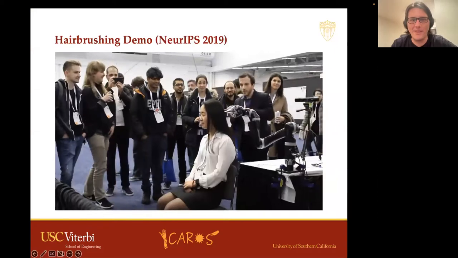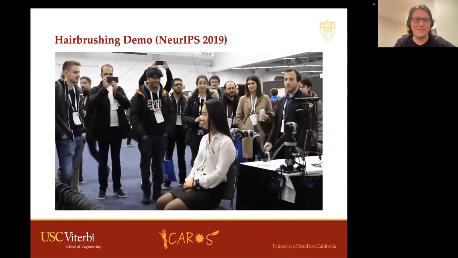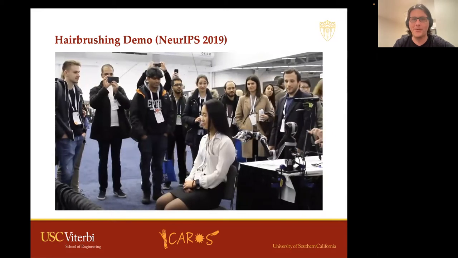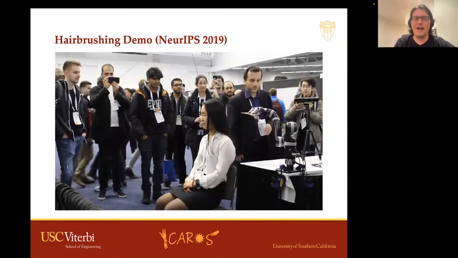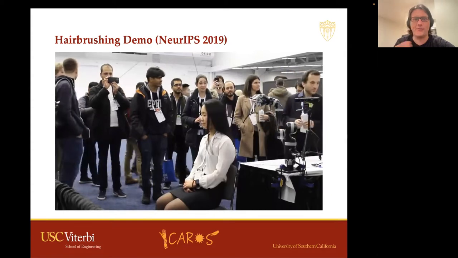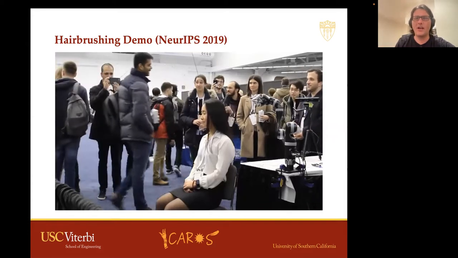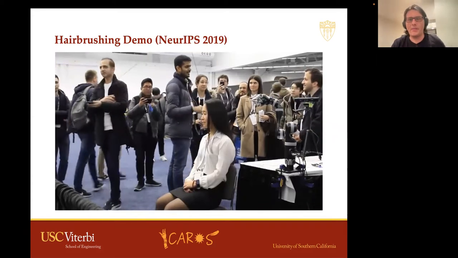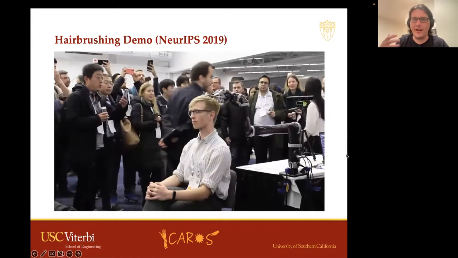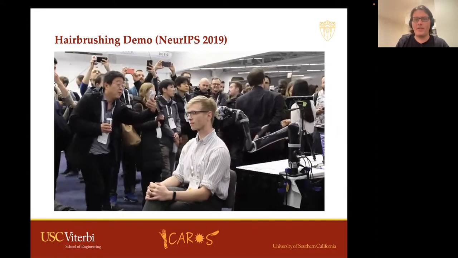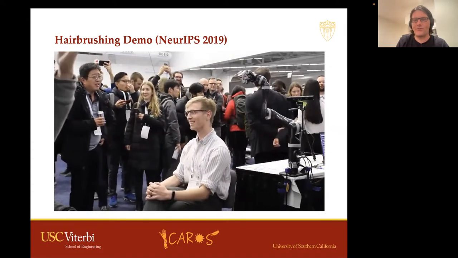But before we get into scenario generation, I wanted to talk a little bit about what our lab does. So back when NeurIPS was in person in 2019, we had a hairbrushing demo. So we work a lot with these physical robotic arms and robotic systems. And so this hairbrushing problem is really interesting. If you have a stroke patient that can't use their hand, we can assist them in combing their hair using a robotic arm. But this problem is really interesting because everyone has different hair types, different hair lengths. And we need a system like this to be able to work in all different kinds of settings, and not just for one person.